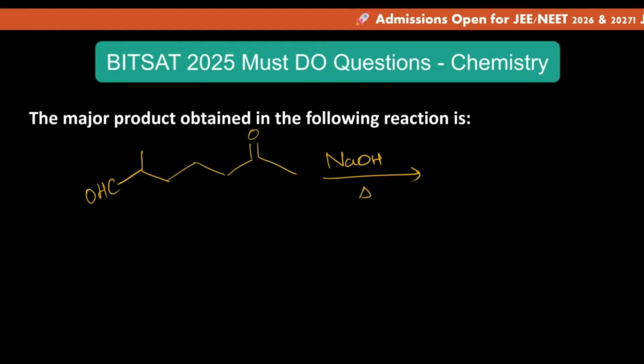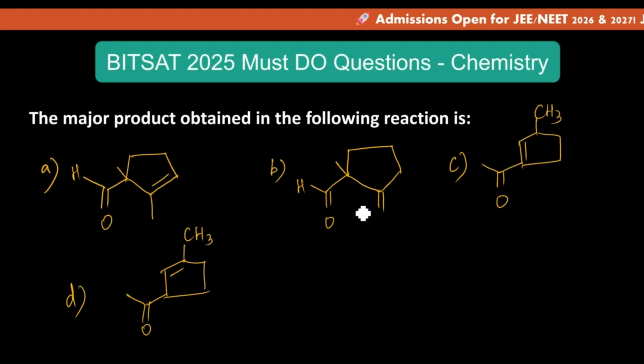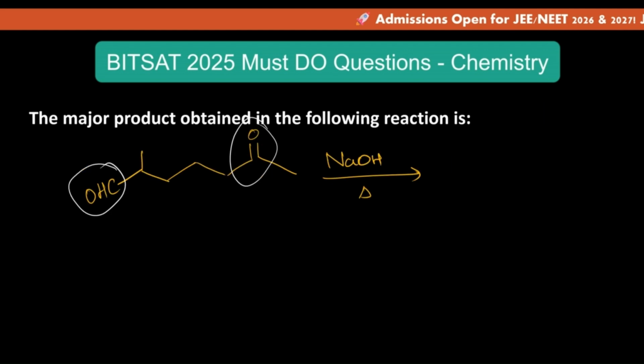The next question: the major product obtained in the following reaction is. Okay, here I am having CHO and another carbonyl group. With NaOH and heat, what will that give? These are the options given. So by seeing this reaction, you must have understood this is undergoing an intramolecular aldol. Correct? So how does it happen?